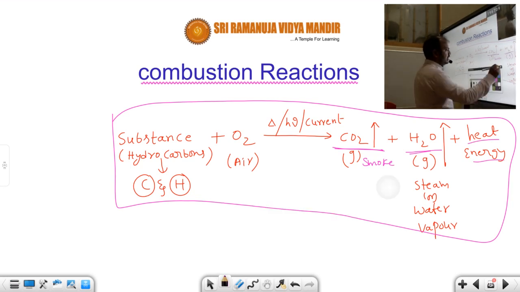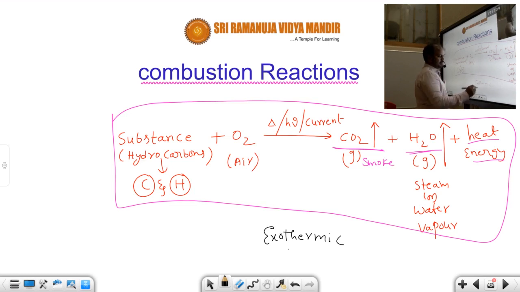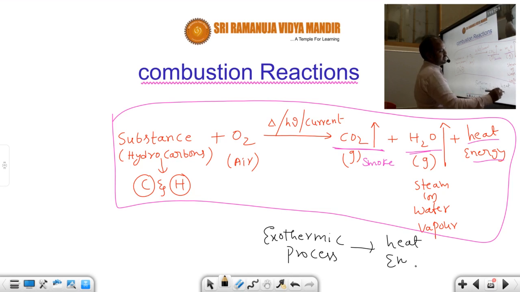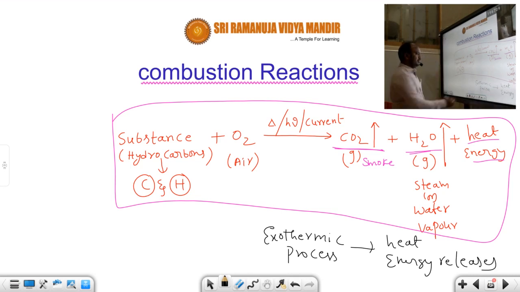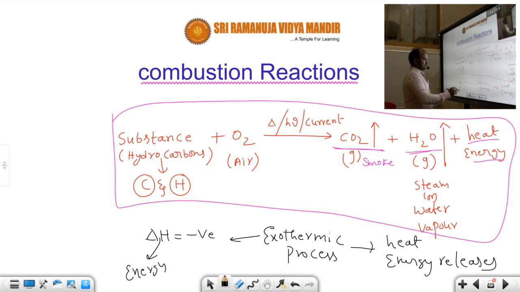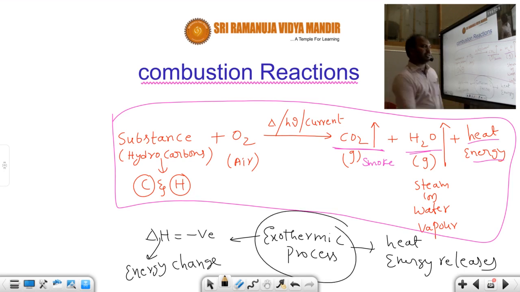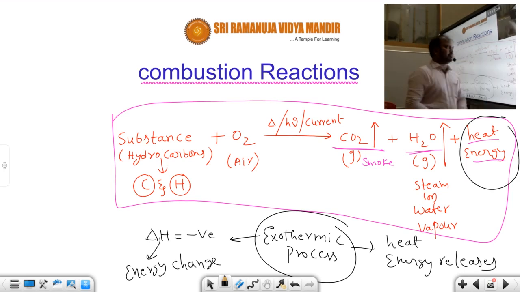Whenever heat energy is released, that process is called exothermic process. In the exothermic process, what happens? A certain amount of heat energy is released. So for exothermic process, the enthalpy change value is always negative. This is also called energy change, or enthalpy change is negative. Generally all combustion reactions are exothermic processes, that means they always release a certain amount of heat energy.